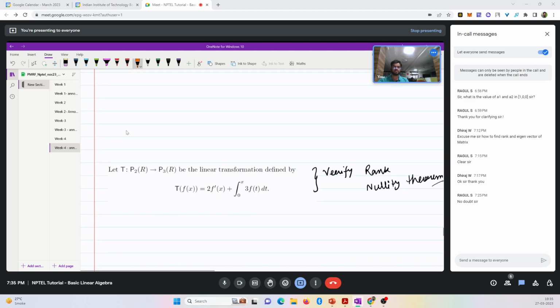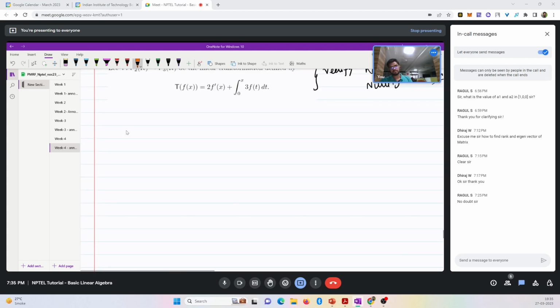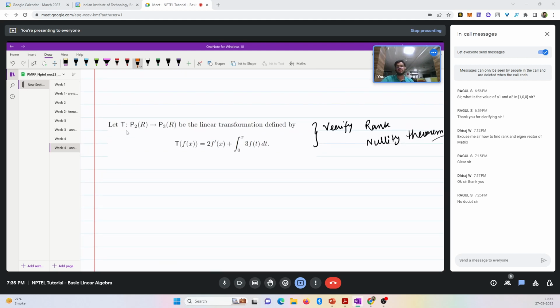Let's first see this example. We are given a linear transformation from polynomials up to degree 2 to polynomials up to degree 3, and the transformation is defined as such. We need to verify the rank-nullity theorem for this. Now, first of all, we want to find the rank and the nullity.